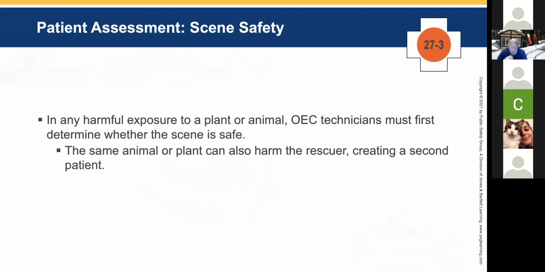But anyway, we look at a plant or animal situation here, poison oak, poison ivy. It can harm the rescuer, creating a second patient. So we talk about scene safety, very important. Gloves, make sure you're not right in the patch of poison oak. I don't know if we've got poison oak in the ski area or not. I was raised in the Northwest, and we did see a lot of poison oak up there.